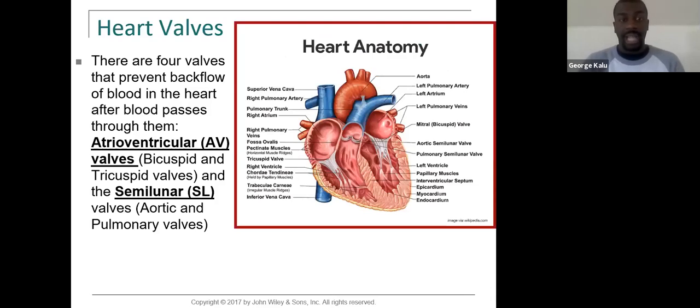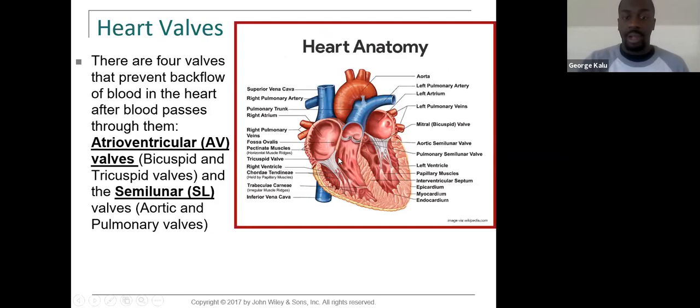Okay, so now we're going to take a look at the valves of the heart. Like we mentioned, we have 4 valves. These valves are important because they prevent backflow of blood into a specific chamber. They're basically preventing blood from flowing backwards, which we don't want to have happen. So we have 2 sets of valves.